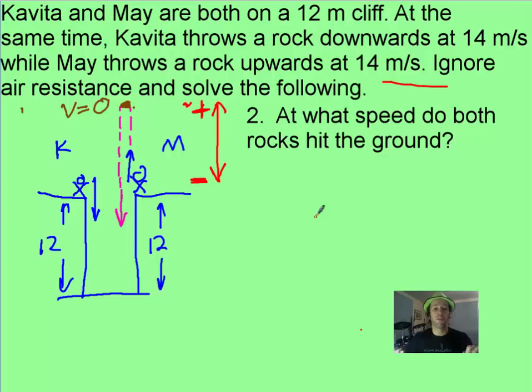For question 2, we're asking how fast does each rock plow into the ground. Now you want to pick your equation again, and I'm going to use this one again. It works out nice because I don't actually know very much about the time yet, and this doesn't have time in it.